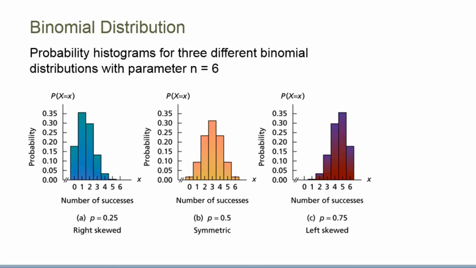So when looking at a probability going from 0 to 1, the closer it is to 0, the more right skewed it is. The closer it is to 0.5, the more symmetric it is, and the closer it is to 1, the more left skewed it is.